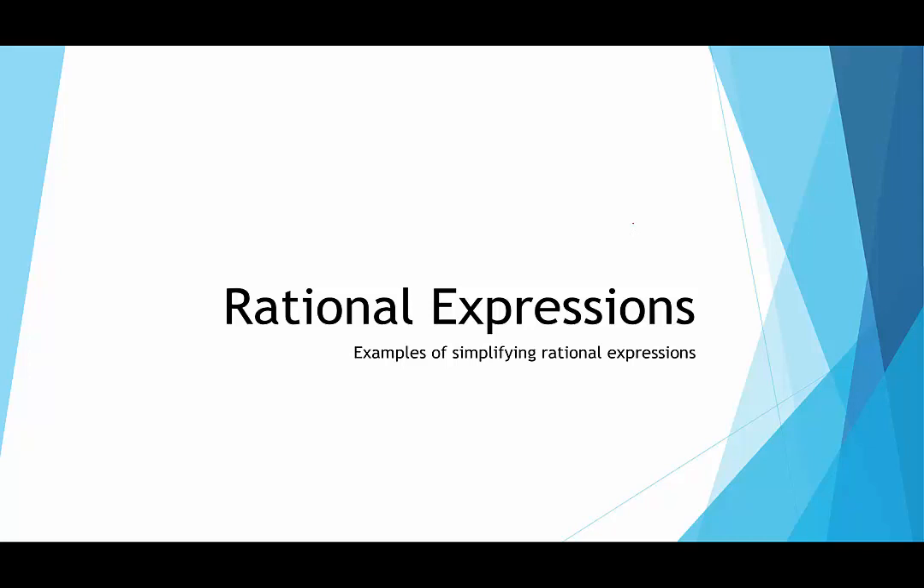In this video, we're going to look at examples of simplifying rational expressions. And just a reminder, what we do when we simplify rational expressions is we look for common factors between the numerator and denominator. Factors are things that are being multiplied. So if we have a times b in the numerator and a times c in the denominator, we can divide out that factor of a, leaving us with b over c.